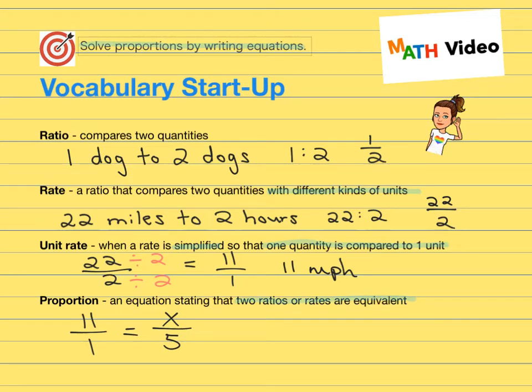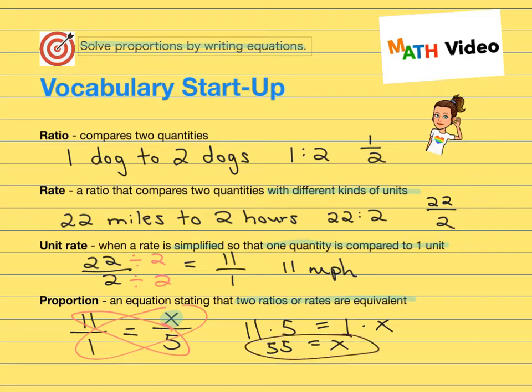So if we take our 11 miles per hour, and we know that that is equal to how many miles in 5 hours, we could solve our answer with cross multiplication. 11 times 5 is equal to 1 times x. 11 times 5 equals 55. 1 times x is 1x. So, solving that proportion, we have the answer that 55 miles can be biked in 5 hours.